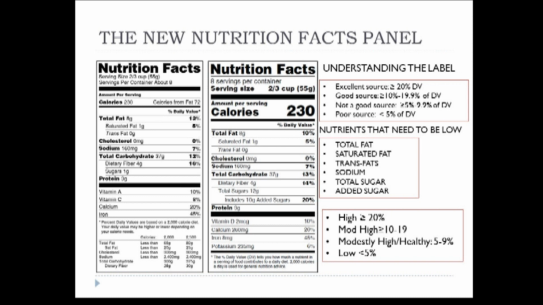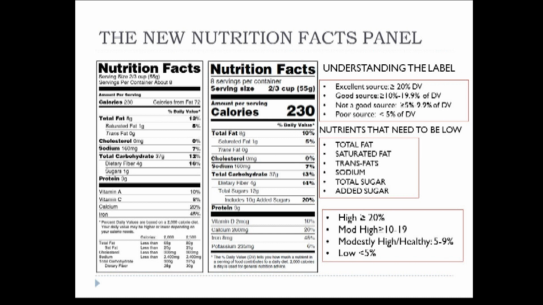Now, there are nutrients for which it's actually a good idea to be low. That would be for total fat. We don't want to have it so that it's a poor source, but we don't want it to be a high source either. Saturated fat is a bad fat. We want it low. Trans fats, we want it low. Sodium, we want it low. Total sugar and added sugar, we also want those beneath or below the cutoffs.